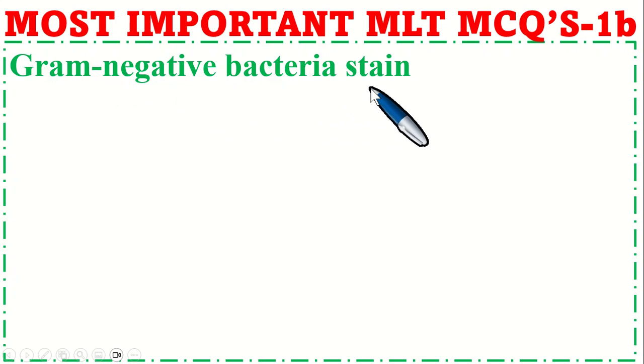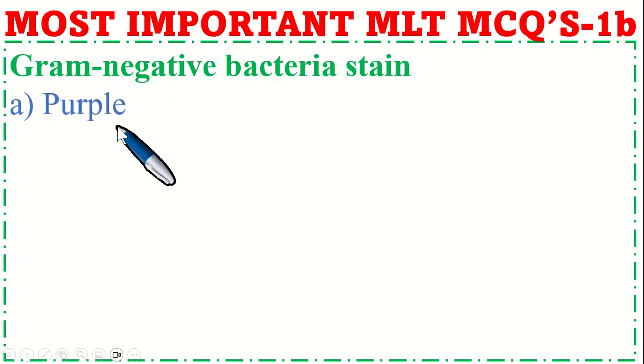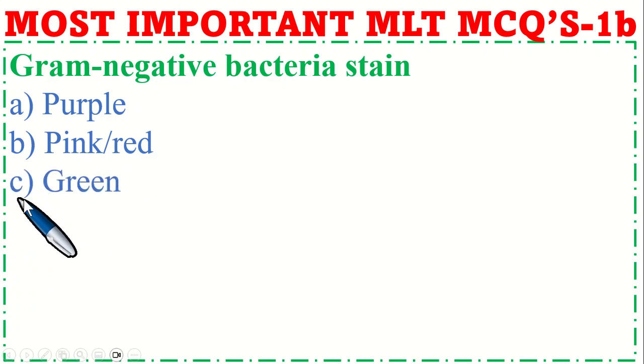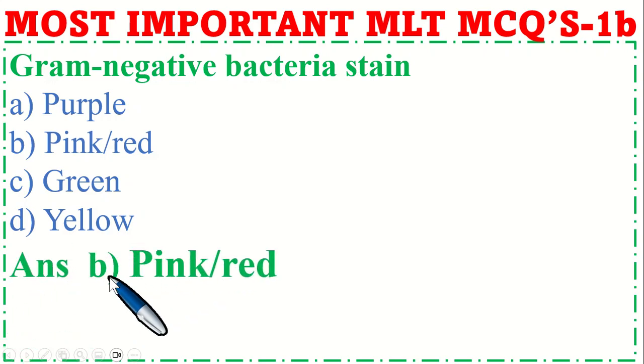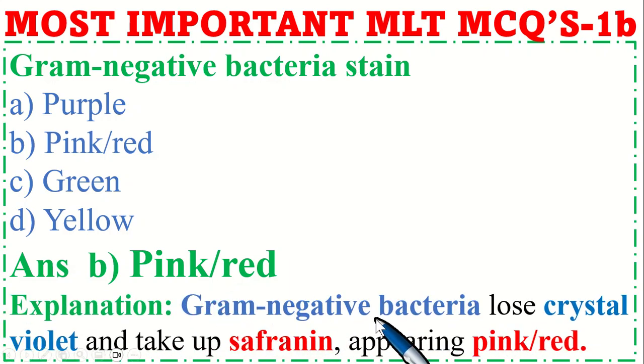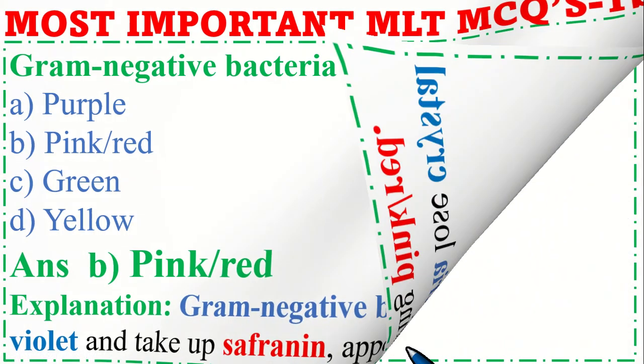Gram negative bacteria stain. Option A purple, B pink or red, option C green, and option D yellow. So the correct option is B, pink or red color. Gram negative bacteria seen pink or red color. Explanation is gram negative bacteria lose crystal violet and take up safranin, which is red or pink color, appearing like pink or red color.